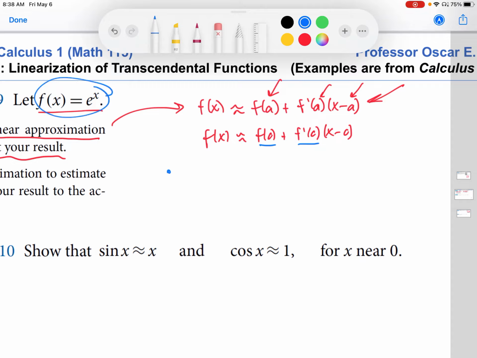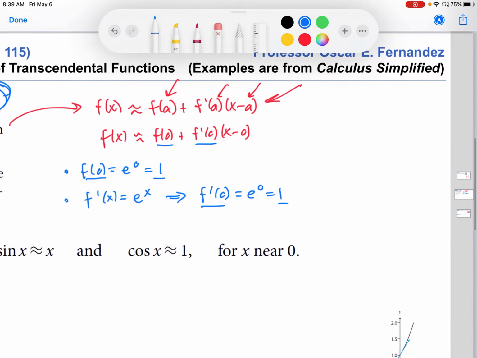We know f of x is e to the x, so f of 0, e to the 0, that's 1. And then we have to find the derivative. Remember that the derivative of e to the x, it's a very special function. Its derivative is itself, so that's nice. So that tells us that at x equals 0, e to the 0 is 1 again, so f prime of 0 is 1, f of 0 is 1.